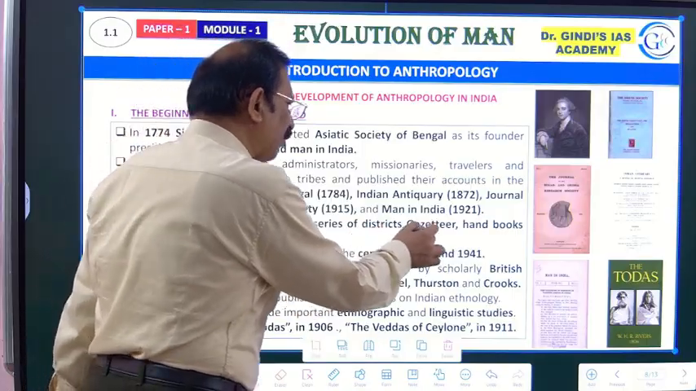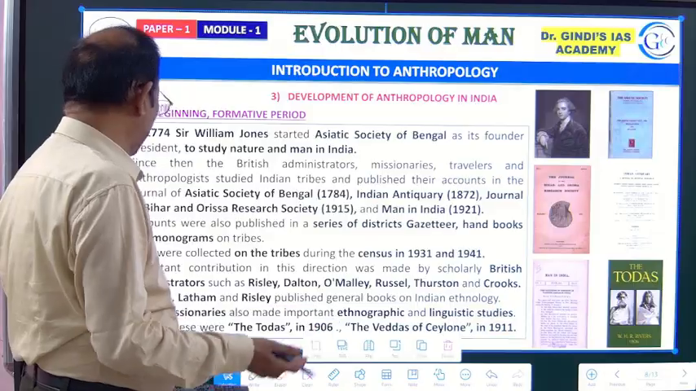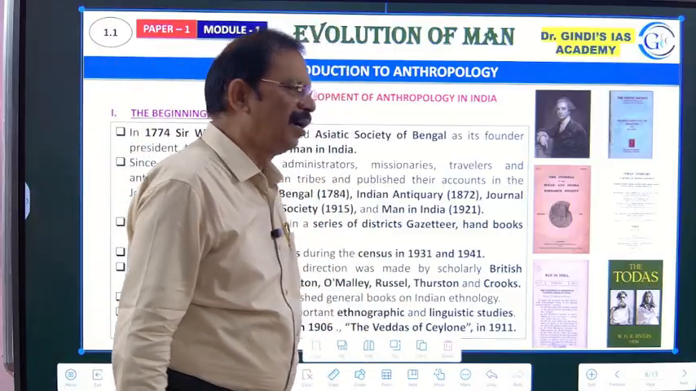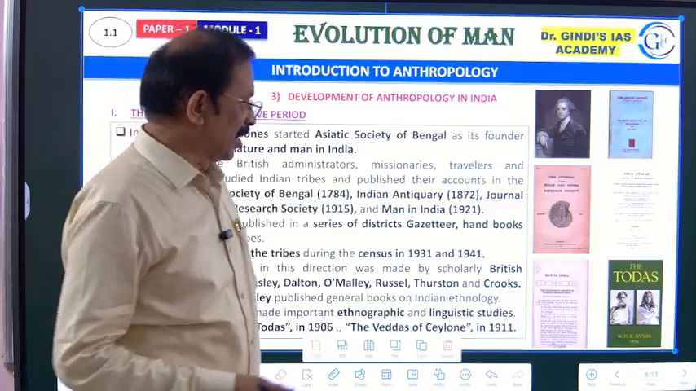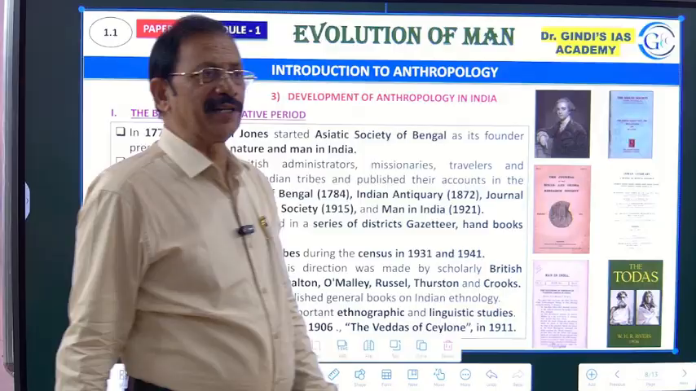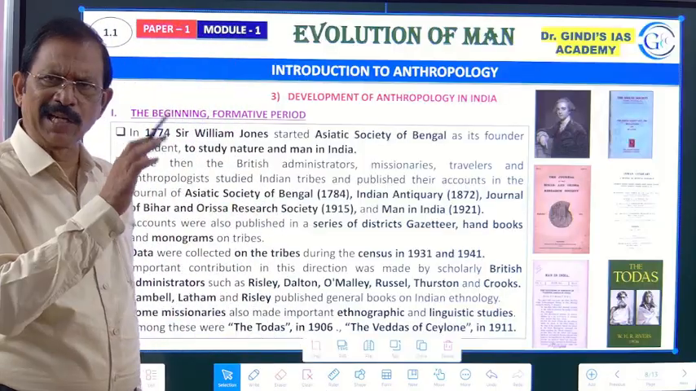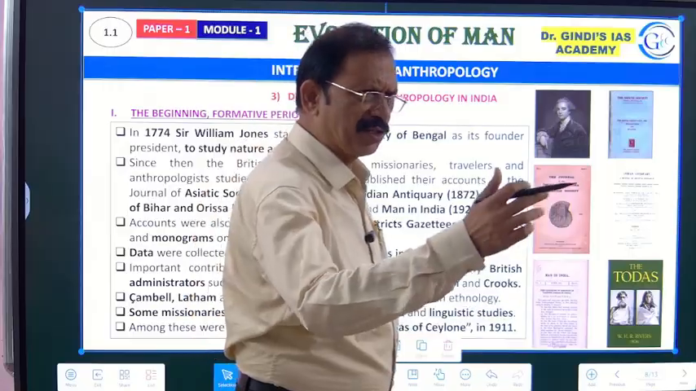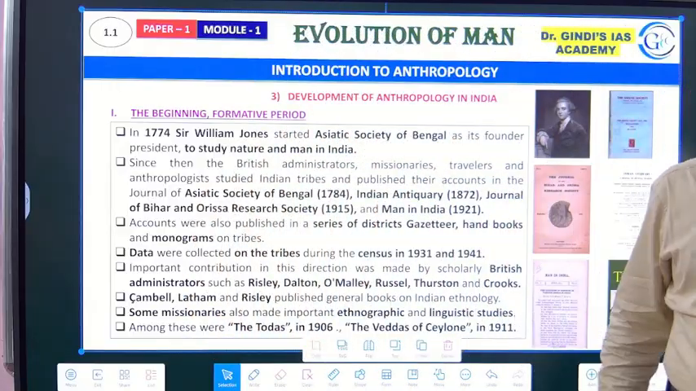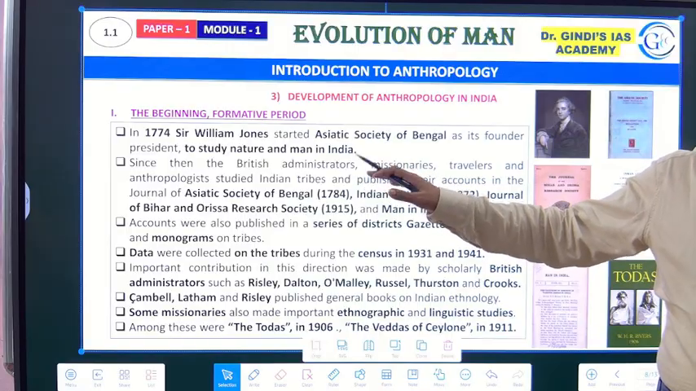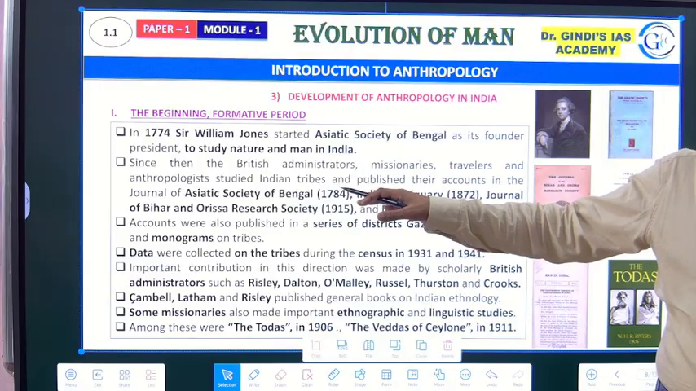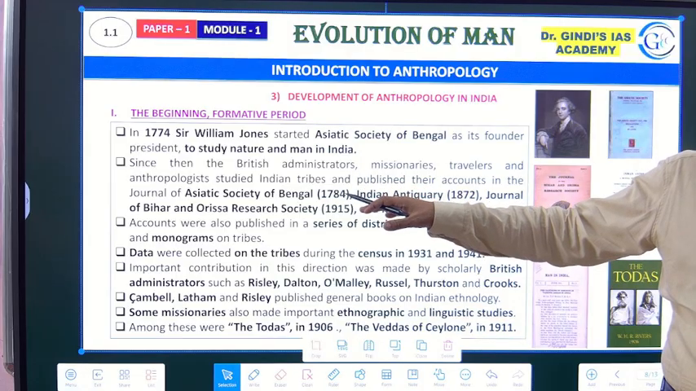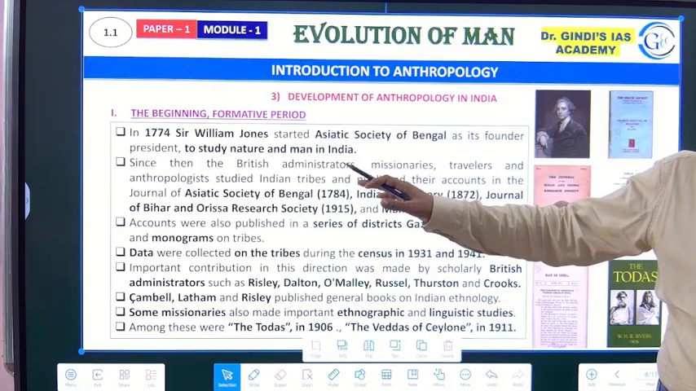Yes, a series of district gazettes, handbooks, monographs and tribes. Then what happened? Data were collected on the tribes during the census in 1931 and 1941. For the first time, in the census they collected data about the tribal people systematically, scientifically. Nowadays you may get this in the examination, in the mains. These people are responsible: anthropologists. Anthropologists alone are the authority to give the scientific analysis, the scientific explanation.